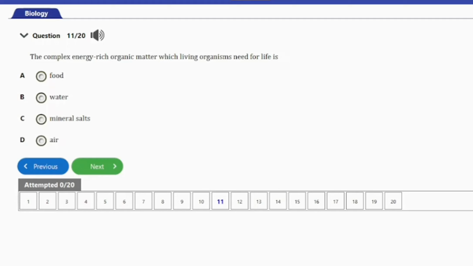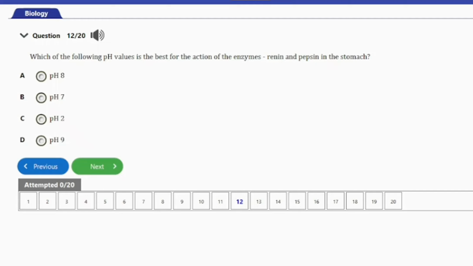It says, the complex energy-rich organic matter which living organisms need for life is A, food, B, water, C, mineral salts, D, air. So guys, the answer to this question is option A, and that's food. Let's go ahead and consider the next question, guys.